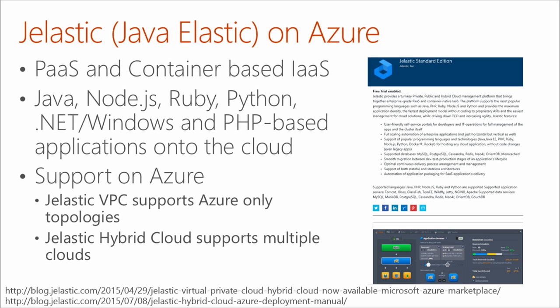Even though it's called Java Elastic, it actually supports a wide variety of runtime. In fact, it's one of the platform as a service offerings that actually supports Windows and Linux runtimes. So it has .NET Windows, Java, Node, Ruby, Python, the usual suspects that you would imagine, right? And our support in Azure, when we worked with Jelastic integration, it comes in two configuration modes. One is called Jelastic Virtual Private Cloud.